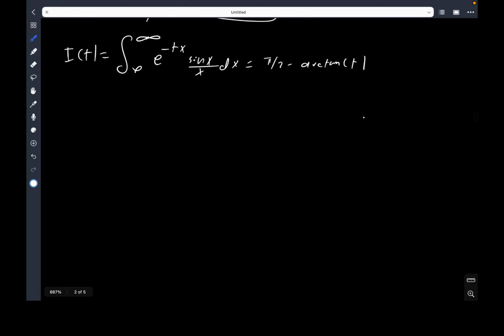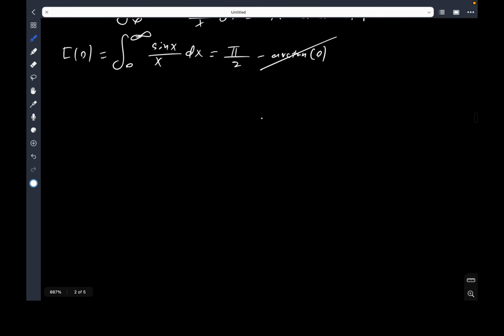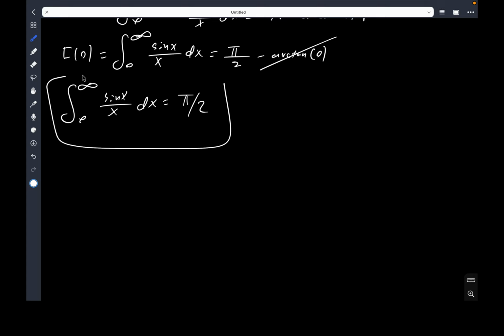And if I plug in I of 0, I'm going to get the integral from 0 to infinity, where this e term is going to go down to 1, of sine x over x dx equals pi over 2 minus arctan of 0, which is 0. And thus, the integral from 0 to infinity of sine x over x dx is pi over 2 exactly.